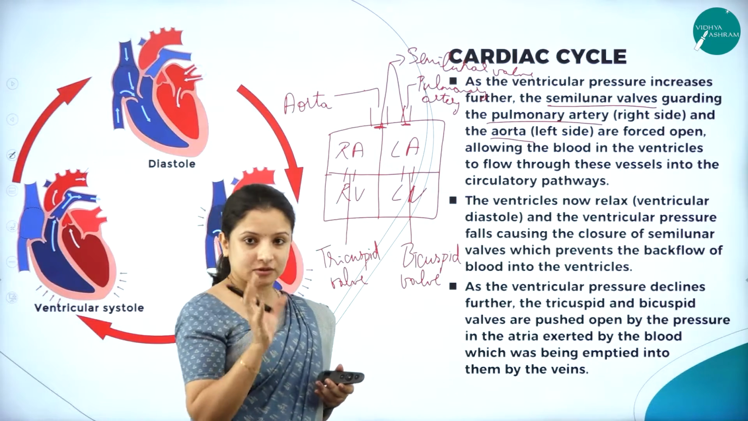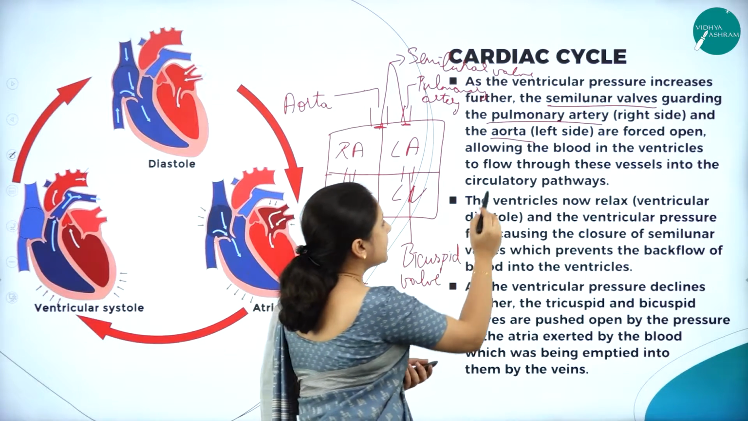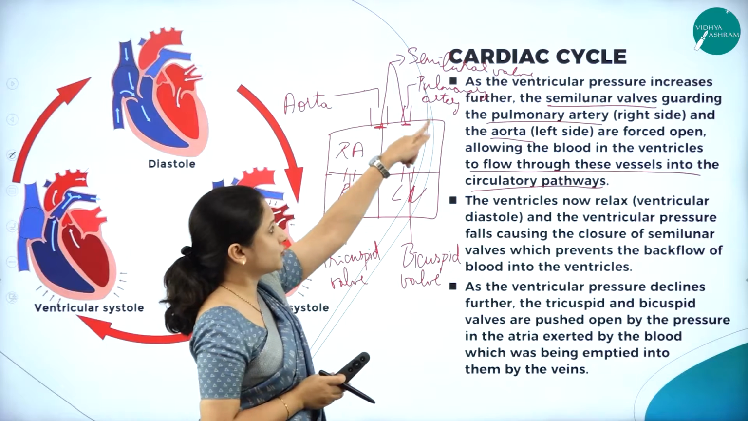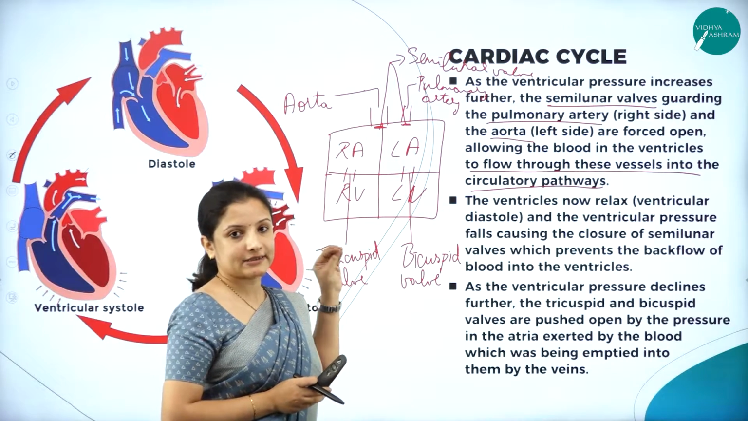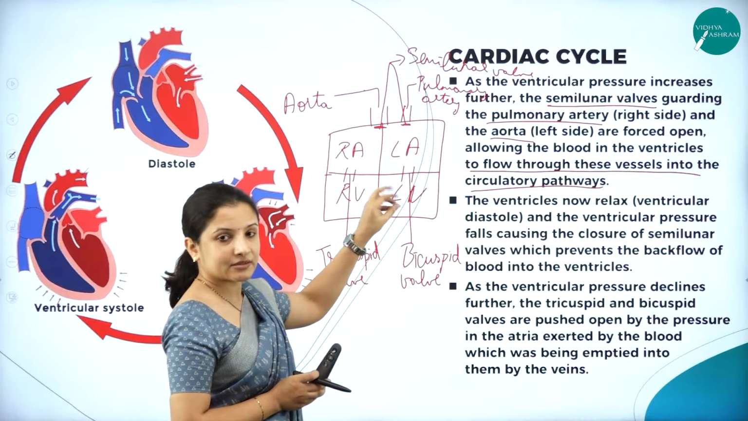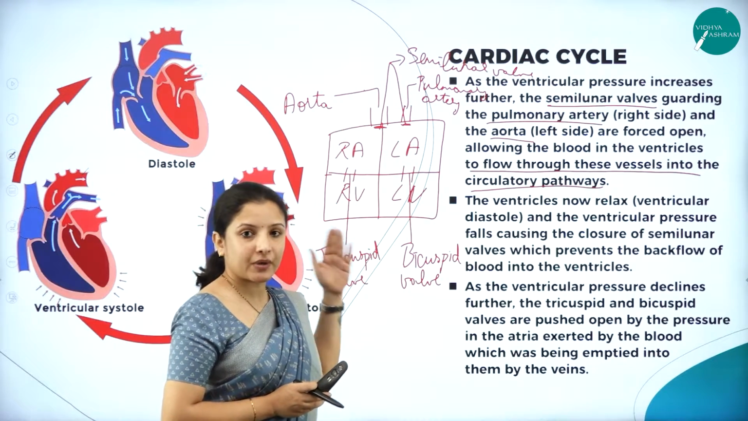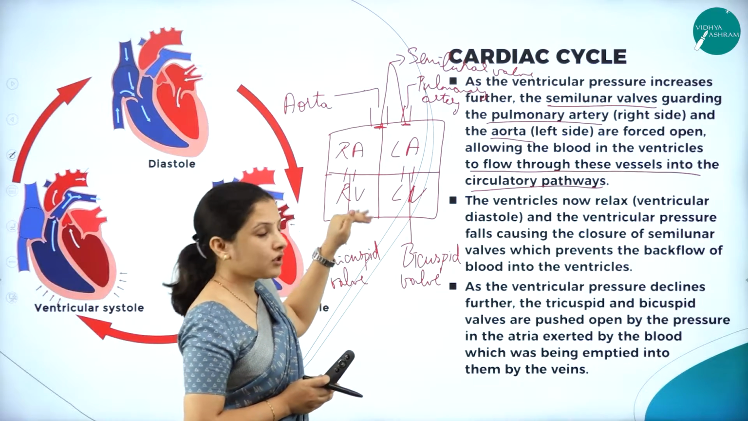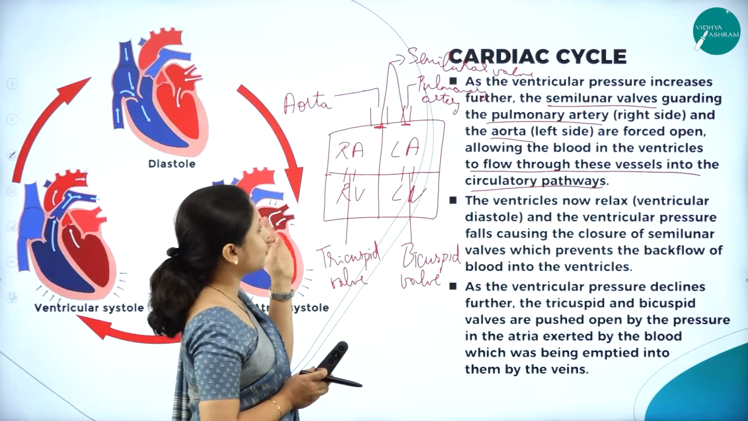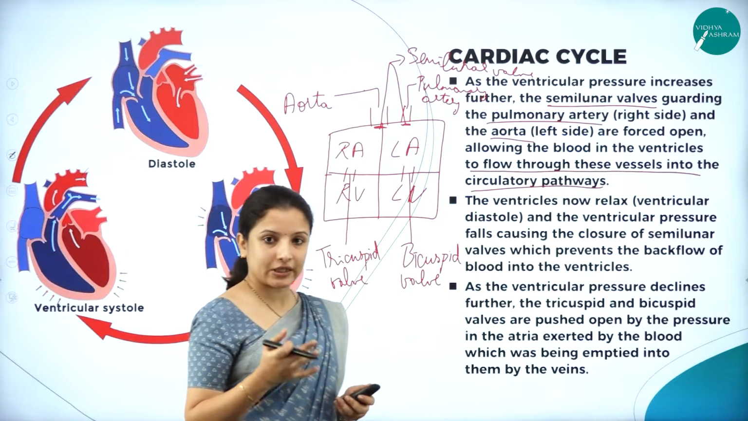The blood in the ventricles, the lower chambers of the heart, the right ventricle and the left ventricle, will start to flow through these vessels into the circulatory pathway. So this is what exactly happens. As the pressure in the ventricle increases, it opens the semilunar valves present in the pulmonary artery and the aorta, allowing the flow of blood through these two vessels. What are the two vessels? The pulmonary artery and the aorta, to circulate to different body parts, so that the blood enters the circulatory pathways.